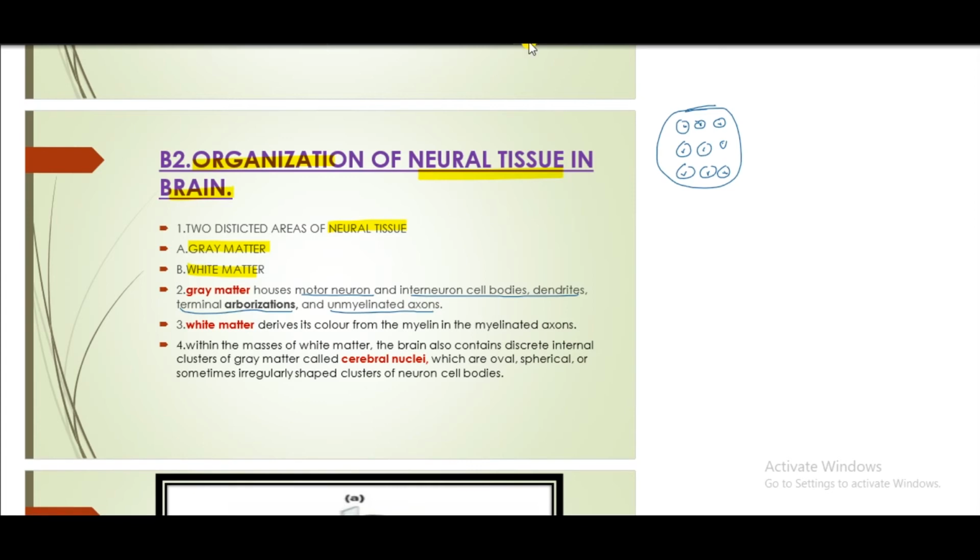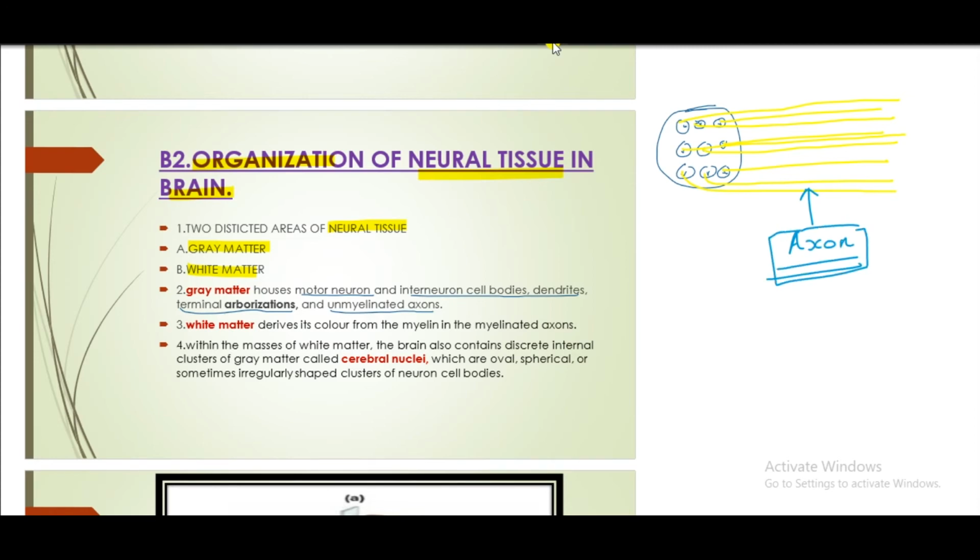From the neuron you can see some fibers. This is a long fiber, you can say a long neuronal fiber. This is called an axon. A single one is known as an axon.